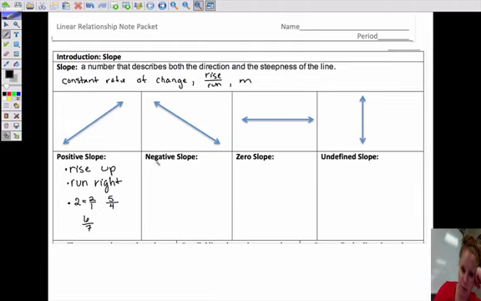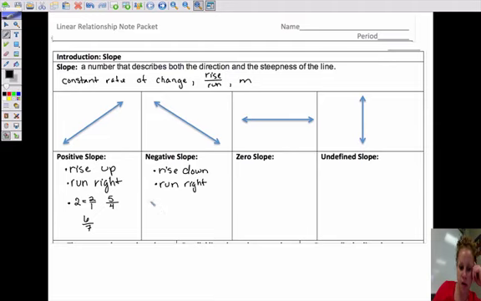A negative slope is where we rise down and we run right. Now, notice we always run right. If we run to the left, we call that going backwards, and we'll do the opposite. So here, if we run to the left, we go down. Here, if we run to the left, we go up. But with a negative slope, we rise down and we run right.